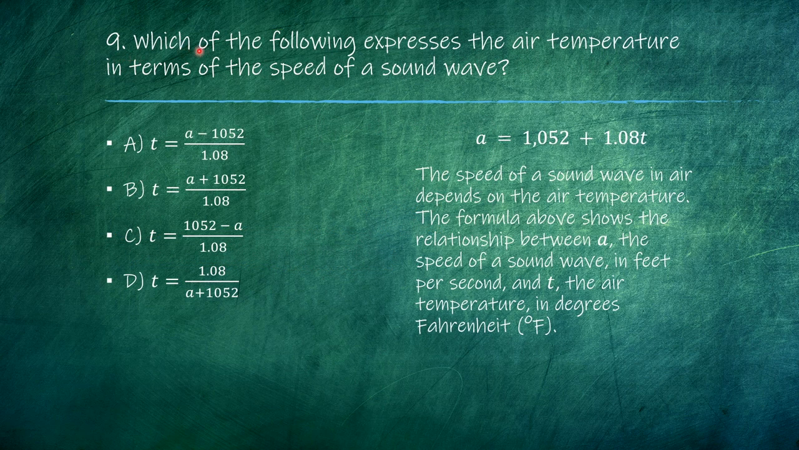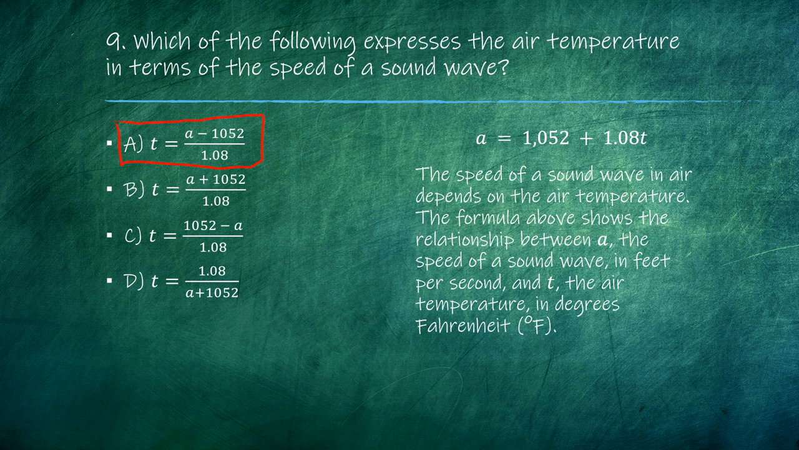Question 9. Which of the following expresses the air temperature in terms of the speed of a sound wave, with the equation A is equal to 1052 plus 1.08 times T? In this equation, the speed of a sound wave in air depends on the air temperature. The formula above shows the relationship between A, the speed of a sound wave in feet per second, and T, the air temperature in degrees Fahrenheit. Go ahead, pause this video and try it yourself. The answer is A.